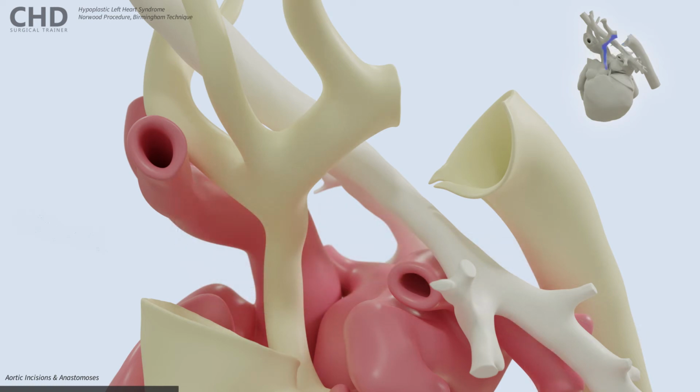Cut an inferolateral incision along the lesser curvature of the aortic arch, which extends towards the ascending aorta and down to the sinotubular ridge.